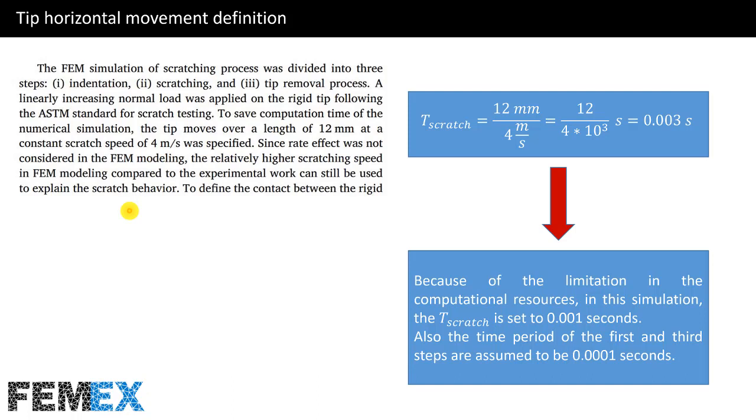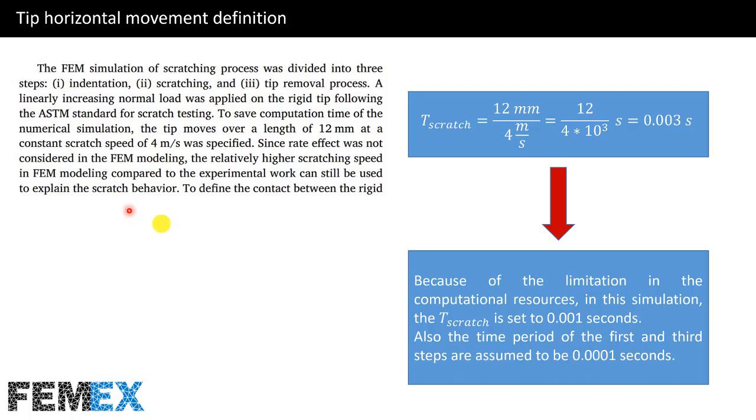A linearly increasing normal load was applied on the rigid tip following the ASTM standard for scratch testing. To save computational time of the numerical simulation, the tip moves over a length of 12 mm at a constant scratch speed of 4 meters per second was specified. Since rate effect was not considered in the FEM modeling, the relatively higher scratching speed in FEM modeling compared to the experimental work can still be used to explain the scratch behavior.